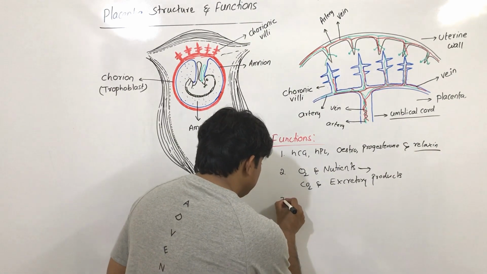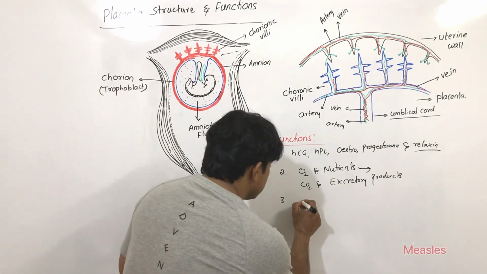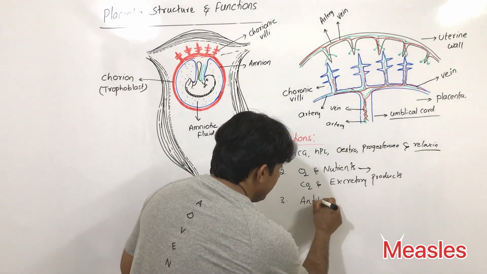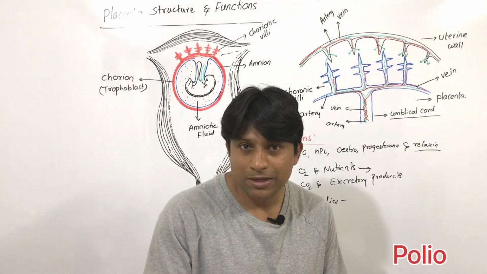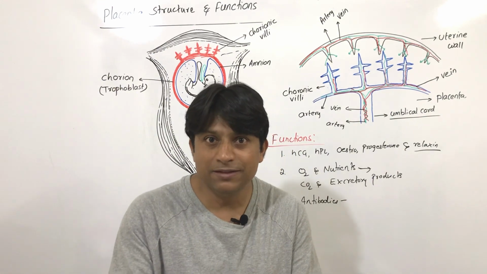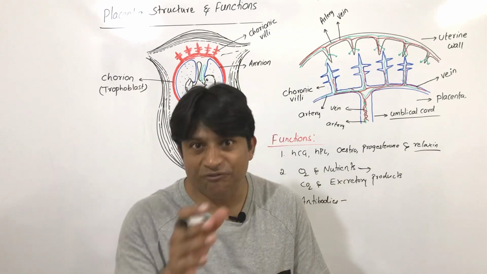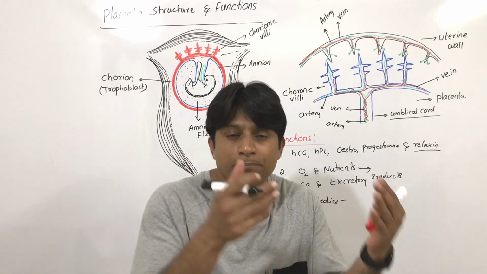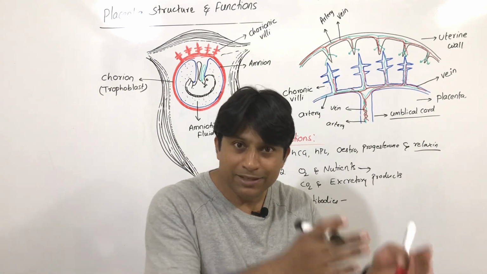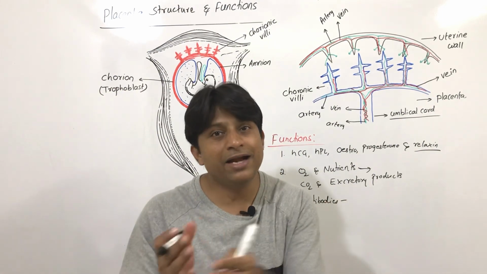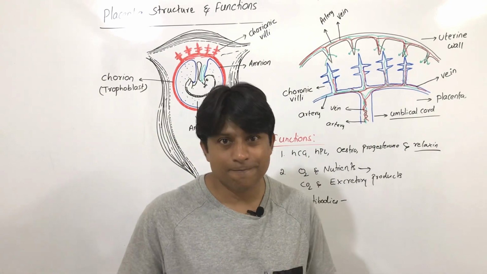Next, number three, antibodies. There are antibodies for measles, chickenpox, and polio. These antibodies are formed in the maternal blood and pass through the placenta to the fetus because the mother is already immune to these diseases. So the mother makes these antibodies, and these antibodies cross the placenta and enter the fetus and provide immunity to the fetus from these diseases.